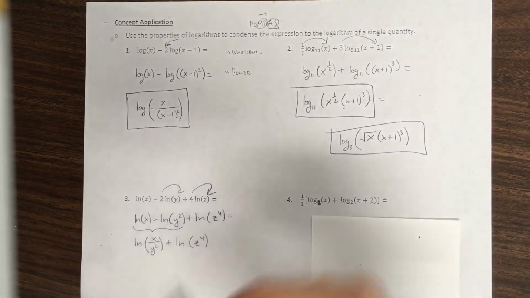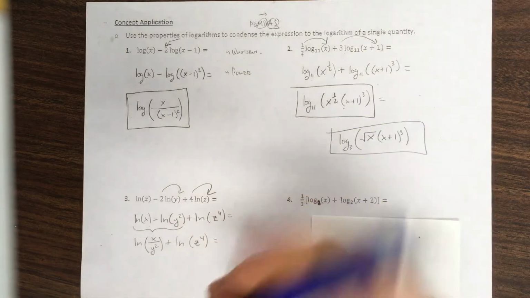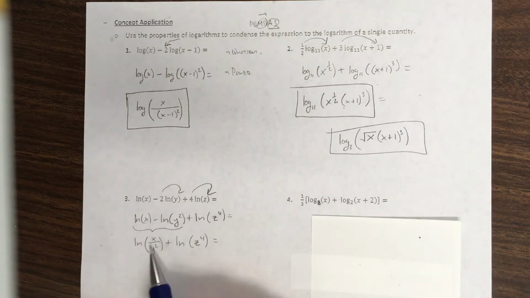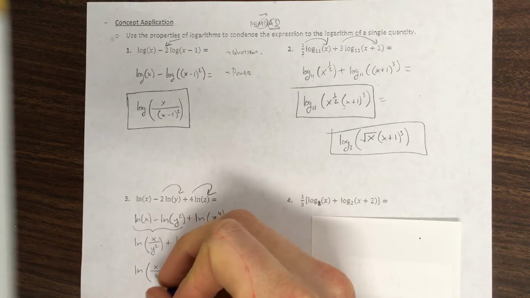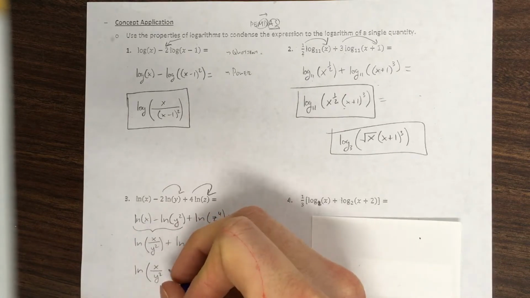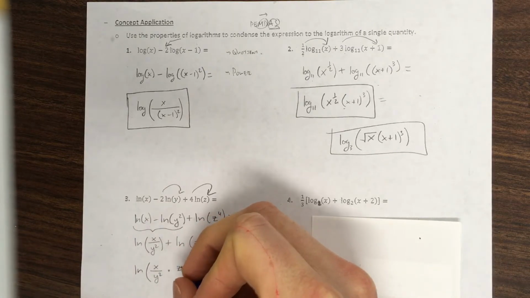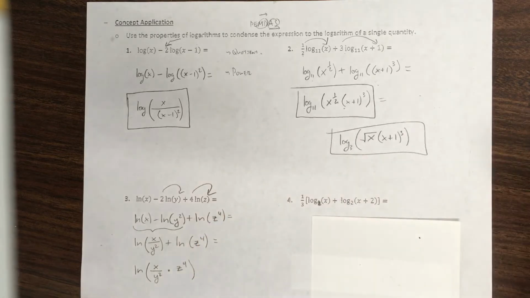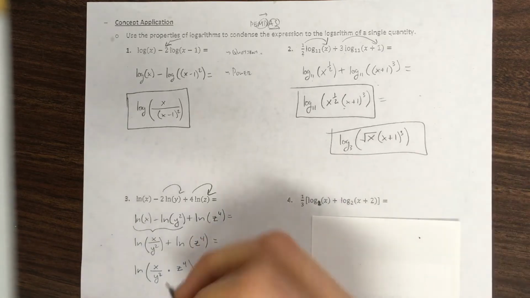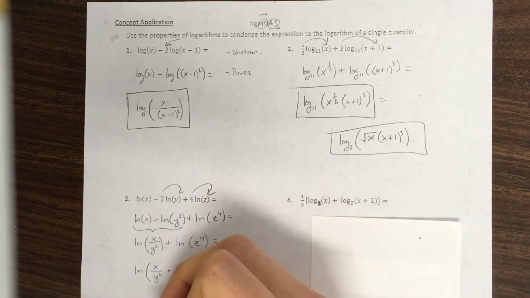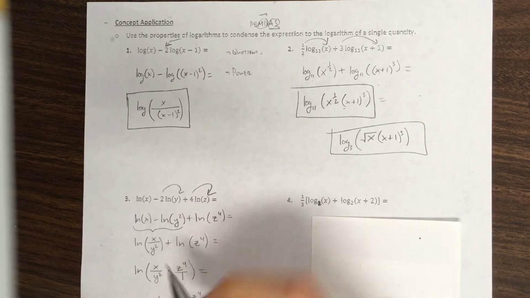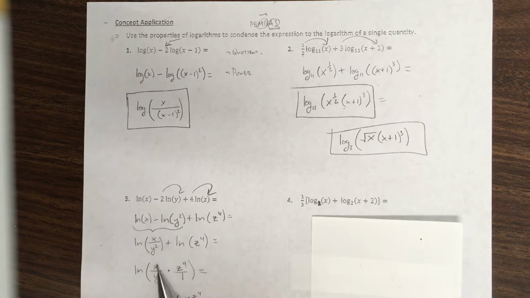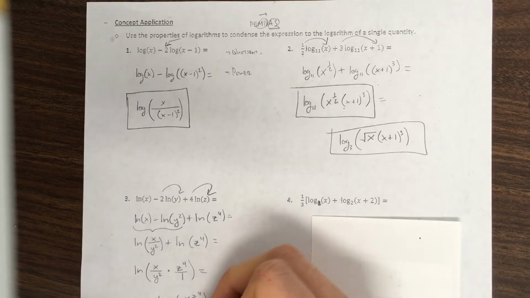And now we can use the product property because of the addition between the two logs. And so this could be written as x over y squared times z to the fourth. But if I want to multiply the fractions, which I do, why wouldn't I? Put this over 1, so that becomes x times z to the fourth, or x z to the fourth over y squared.